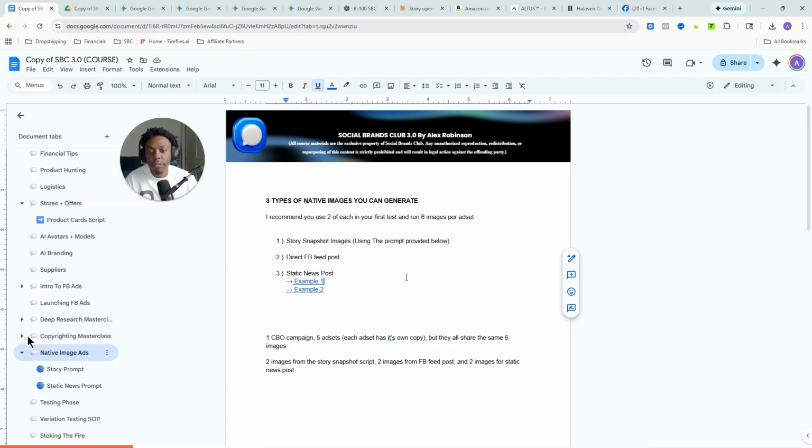So there are 3 different types of native images, and we're going to cover each one and talk about how you can generate them. And then, of course, for the sake of the tutorial that I'm doing, walking you through the blue light glasses, I'll show you what that would look like for me to do as well.